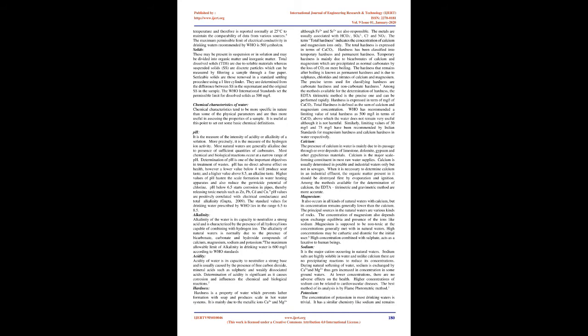pH below 6.5 starts corrosion in pipes, thereby releasing toxic metals such as Zn, Pb, Cd, and Cu. pH values are positively correlated with electrical conductance and total alkalinity (Gupta, 2009). The standard values for drinking water prescribed by WHO lie in the range 6.5 to 8.5.